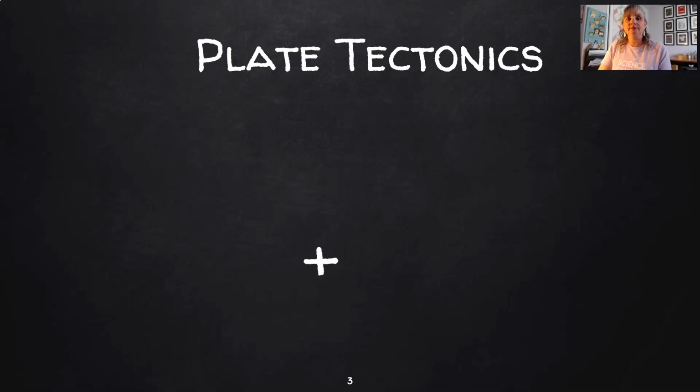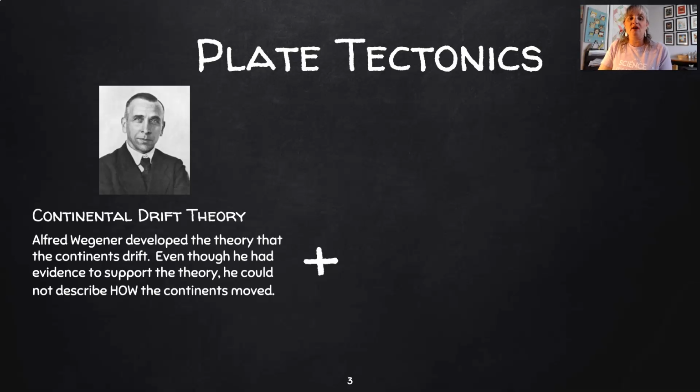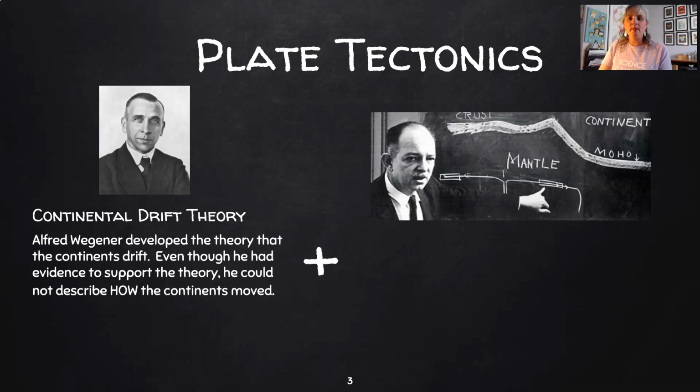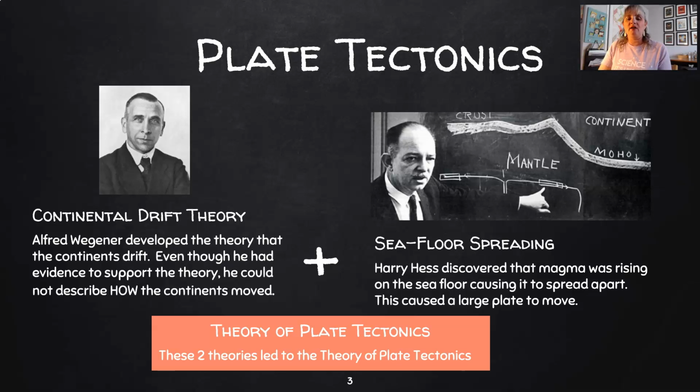end of this video. So plate tectonics is a theory that comes from two different theories, the first one being the continental drift theory, which we just learned about. So Wegener's theory that the continents moved. And then later, the scientist Harry Hess discovered that magma was rising on the seafloor and it was causing it to move apart. And so he just had this discovery of seafloor spreading. And so those two theories make up the theory of plate tectonics.